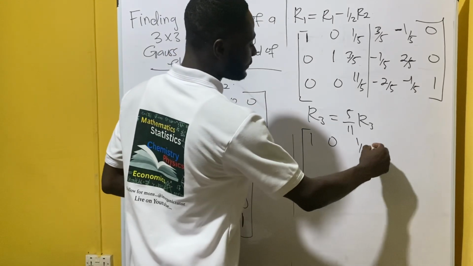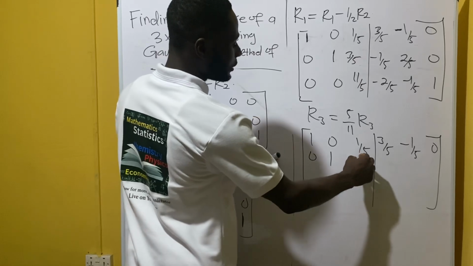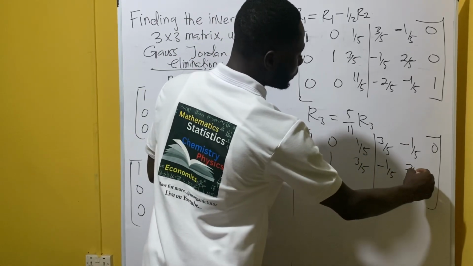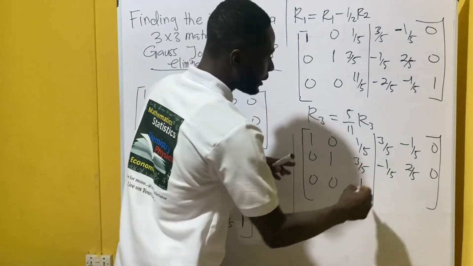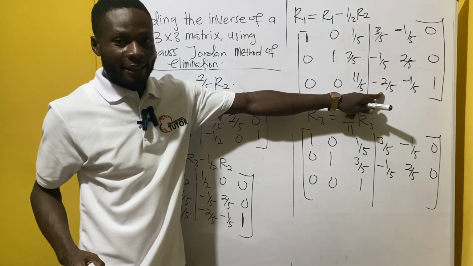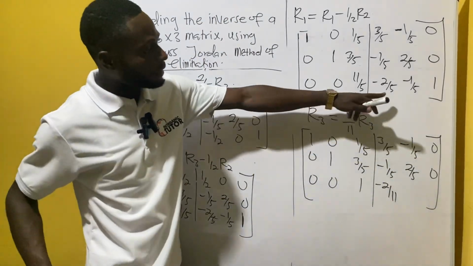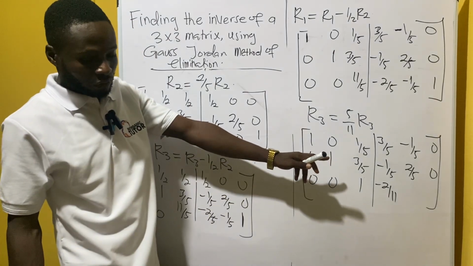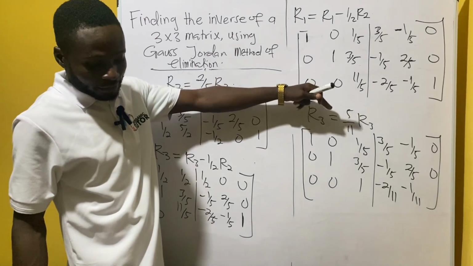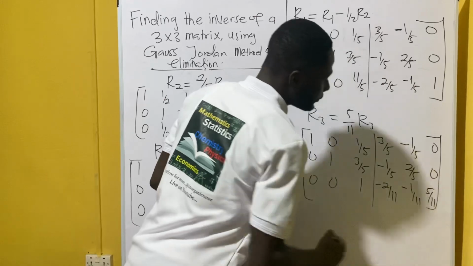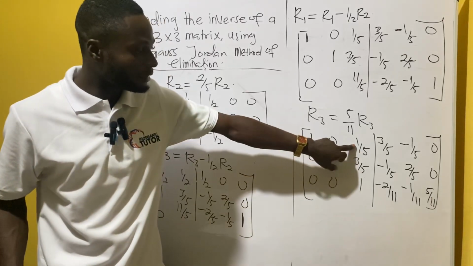So we're going to have 1, 0, 1 on 5, 3 on 5, negative 1 on 5, 0. Then 0, 1, 3 on 5, negative 1 on 5, 2 on 5, 0. Then when we multiply through by that 0, 0, then we are going to have 1 right here. When we multiply this negative 2 over 5 by 5 on 11, we are going to have negative 2 on 11. Then when you multiply negative 1 on 5 by 5 on 11, you're going to have negative 1 on 11. Then when you multiply 1 by 5 on 11, you're going to have 5 on 11 right here. So now we can go ahead and use row 3 to eliminate this 1 on 5 right here.